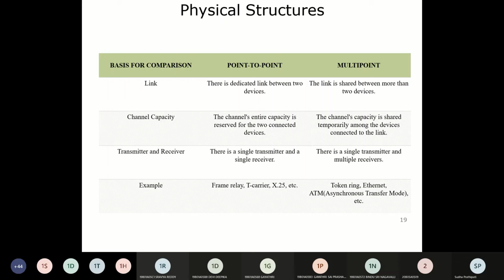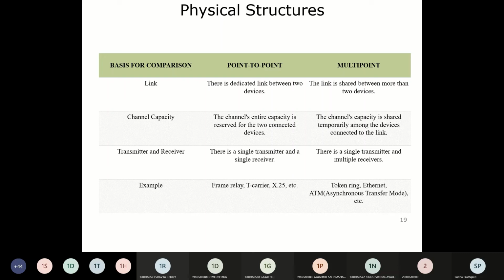And next is the capacity of the link. The capacity of the channel is entirely for the source and the destination, only between the 2 devices, but here the capacity of the channel is shared between the devices. And next one is transmitter and receiver. Here there is a single transmitter and a single receiver, and there will be a single transmitter and multiple receivers. This is the basic point, but you can also have multicast in multi-point.